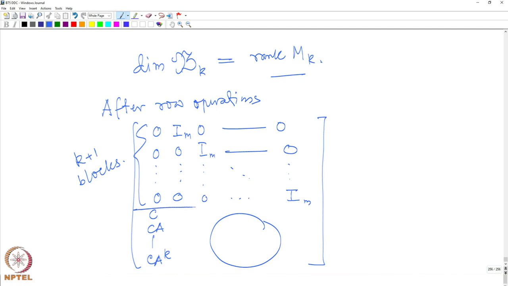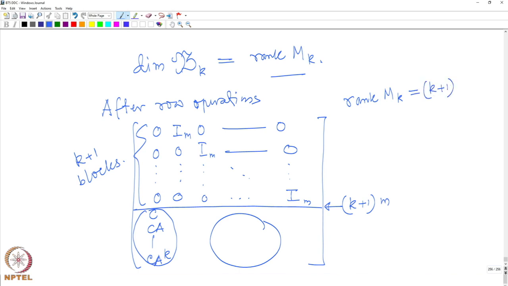So, now look at this guy. What is the rank of this guy? The row rank of this guy, of course, is k plus 1 times m. These are identities, so this is full row rank. And then I have this guy. So, the rank of this matrix M_k is then equal to k plus 1 times m plus the rank of this matrix C A squared dot dot dot up to C A to the power k.